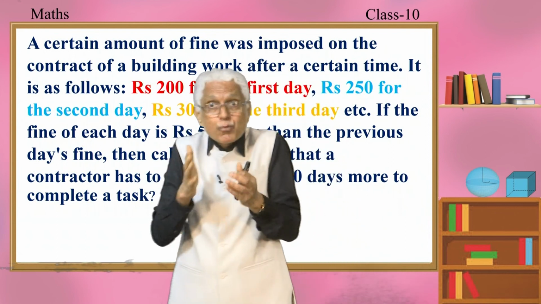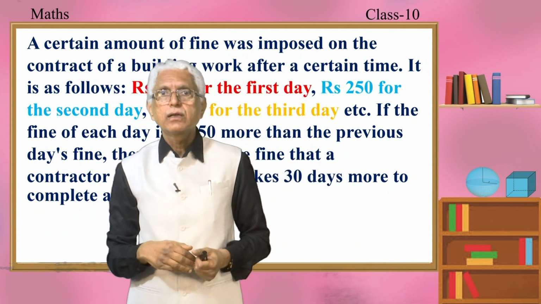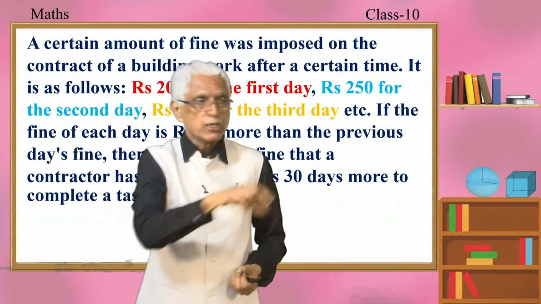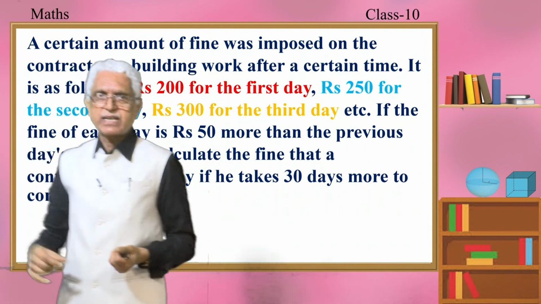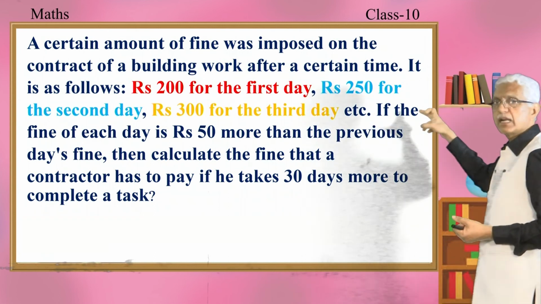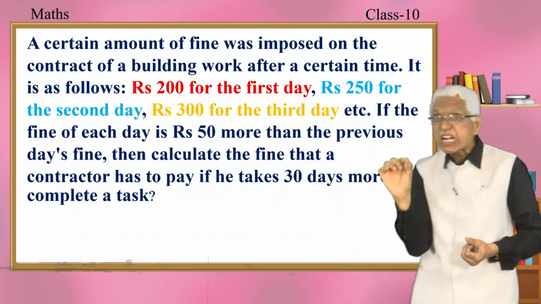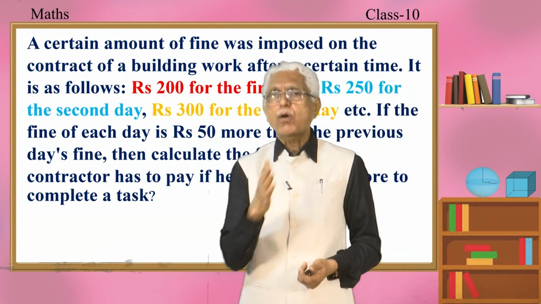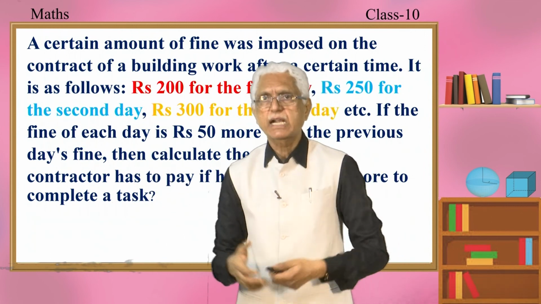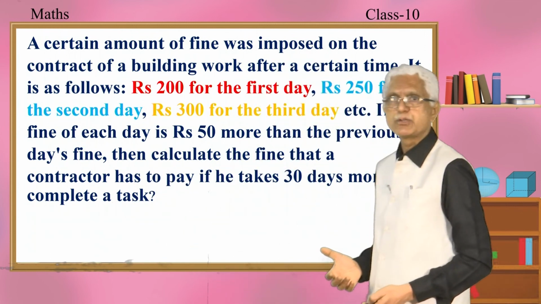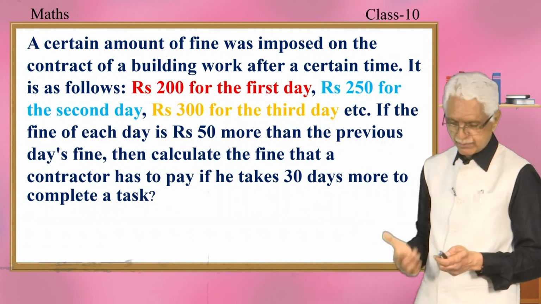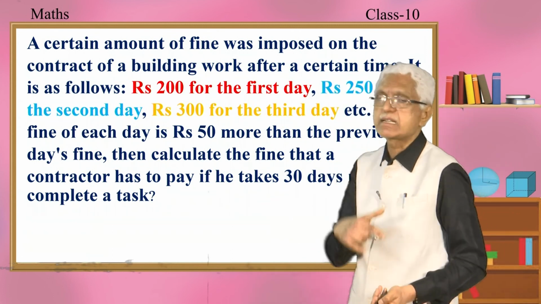Each day, how many times am I giving the fine? The delay is for 30 days, so 30 times I have to pay the fine. So, the number of terms is 30. So, 200, 250, 300, 350, 400, 450, and so on, 30 terms. And what is 200, 250, 300, 350? It is an arithmetic progression. Find the sum of the terms of that arithmetic progression. Sn is equal to n by 2 into 2a plus n minus 1 into d, you can use, and you will be able to get the total fine that the contractor has to pay.